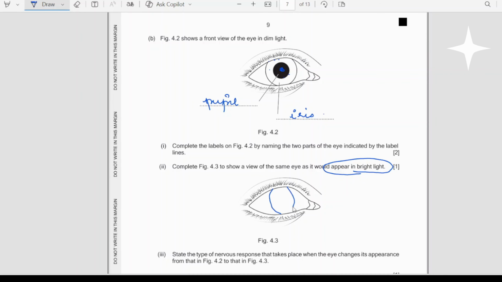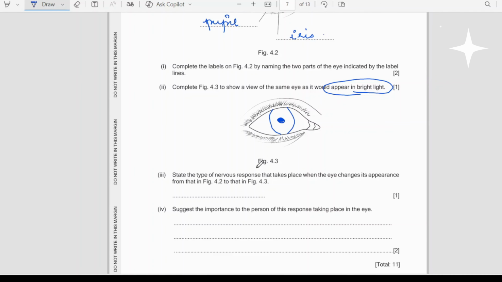So it would be like this, and the size of pupil would be small. Okay, state the type of nervous response which actually shows you that your eyes are contracting. It's a rapid response, it's an involuntary response. What is the name of this response? Our syllabus has only one response, which is reflex. It's a rapid involuntary response. So the name is reflex.